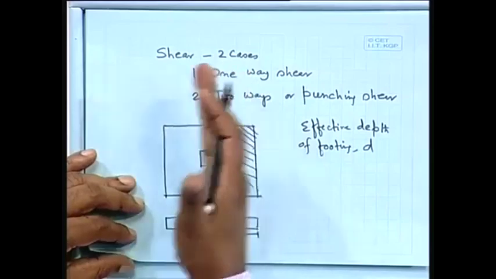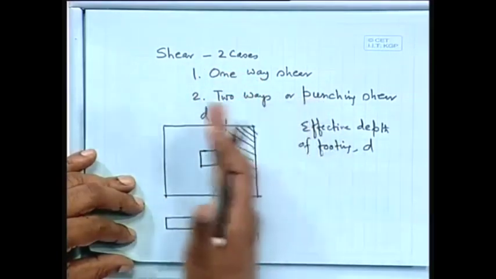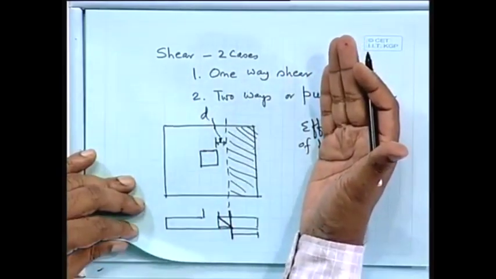Either we can compute here or we can compute here, but if it is rectangular, obviously we have to take the longer direction, not the width, because there the shear force obviously will be less.